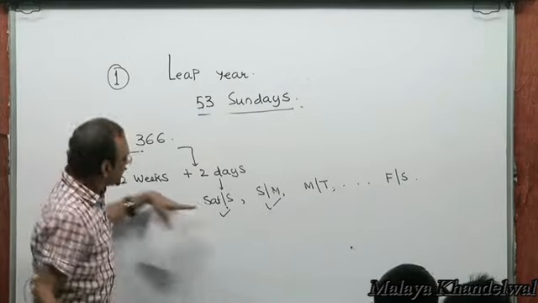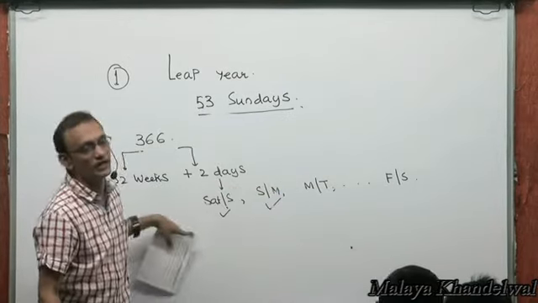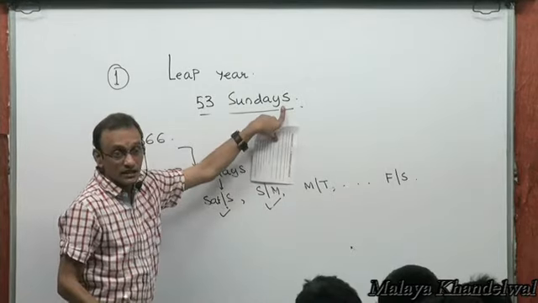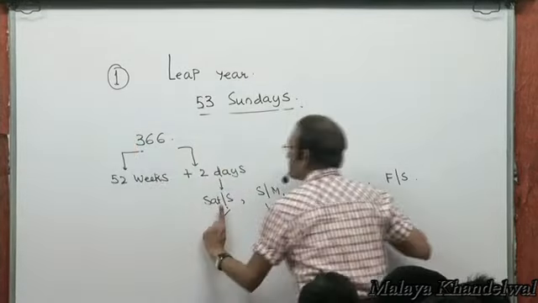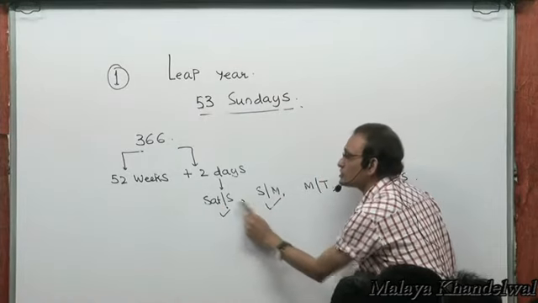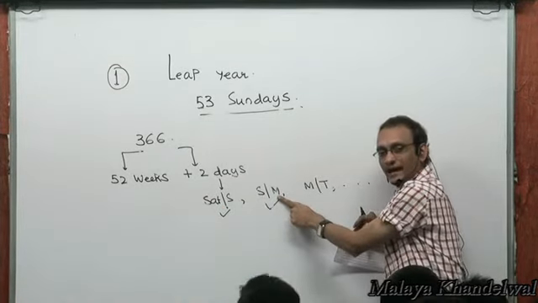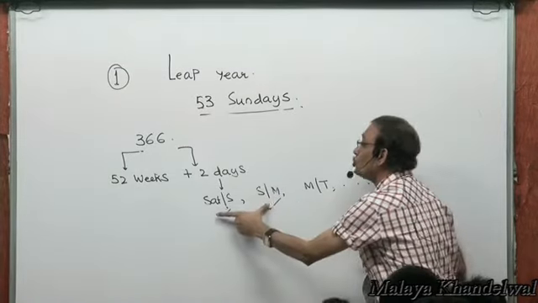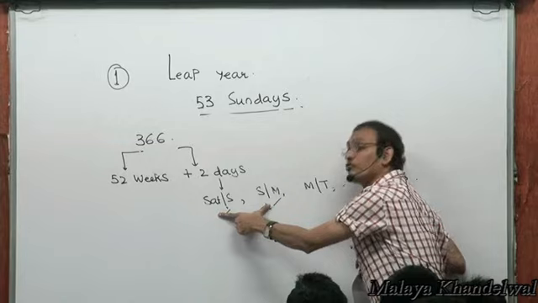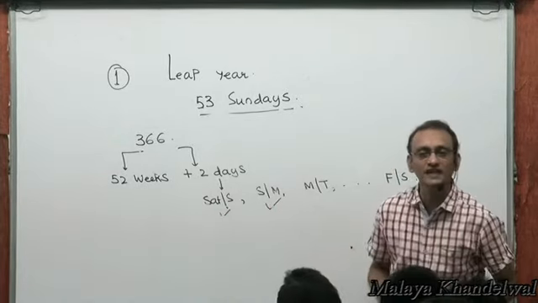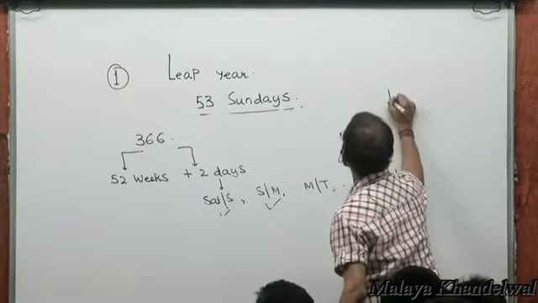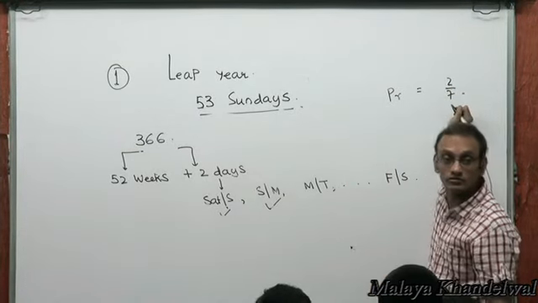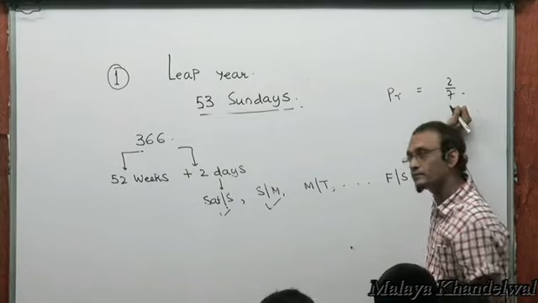Yes or no? These are the 7 types of leap years in which the 2 additional days could be any one of these. But to have 53 Sundays, the leap year must be Saturday, Sunday, or Sunday, Monday. That means out of these 7 possibilities, 2 are favorable for 53 Sundays. Yes or no? Therefore, the required probability is going to be 2 by 7. Would be the required probability. Clear?